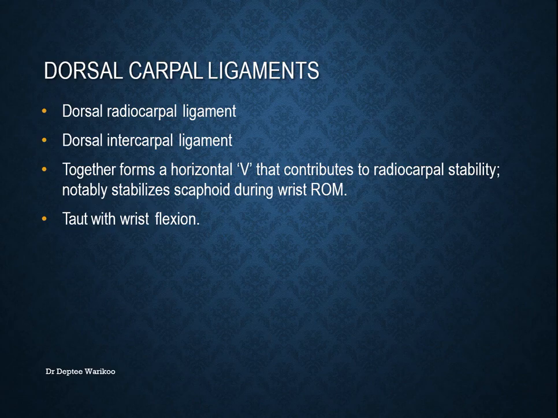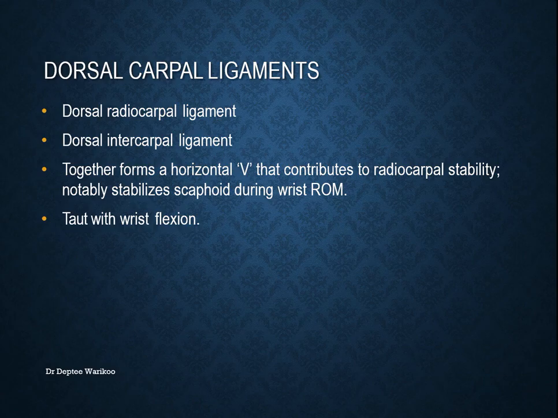Then we come to dorsal carpal ligaments. Dorsally, the major wrist ligament is the dorsal radiocarpal ligament. This ligament, as is true for the volar radiocarpal ligament, varies somewhat in description but is obliquely oriented. Then there is the dorsal intercarpal ligament, which courses horizontally from the triquetrum to the lunate, scaphoid and trapezium. Together these form a horizontal V that contributes to radiocarpal stability. And these ligaments are taut with wrist flexion.